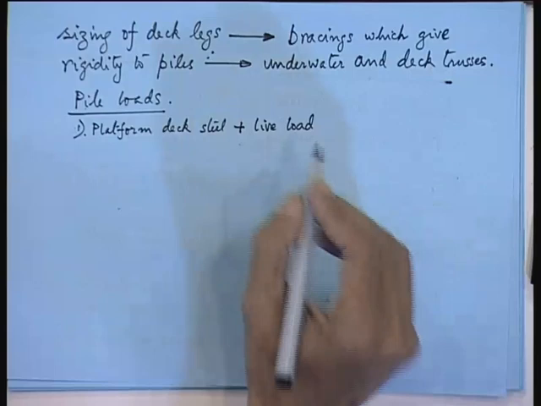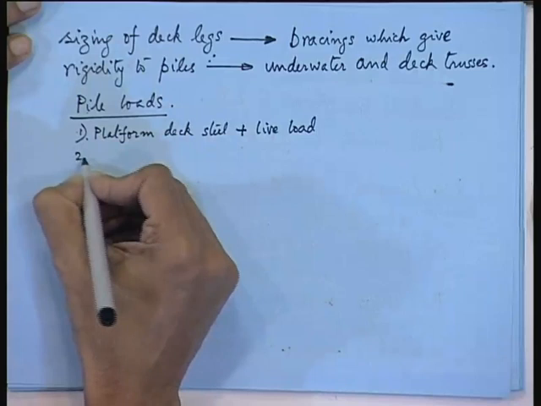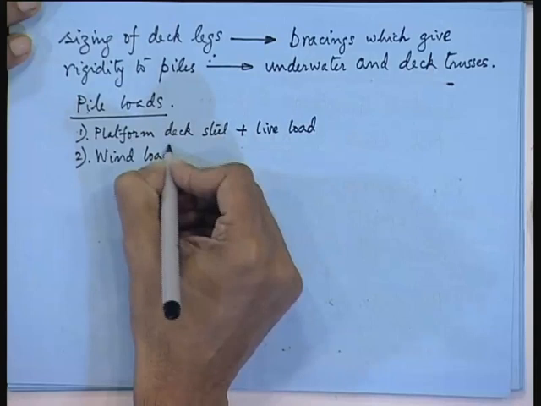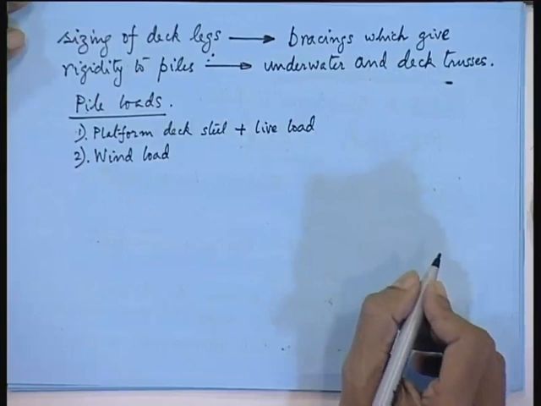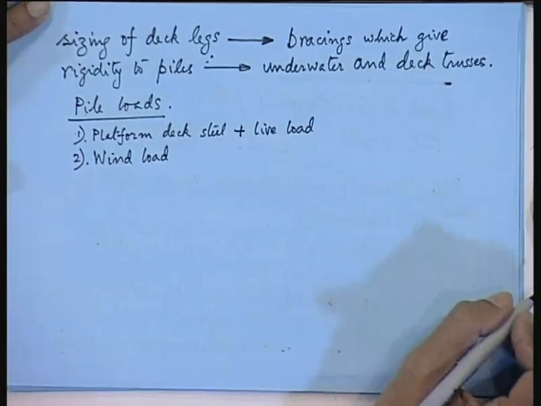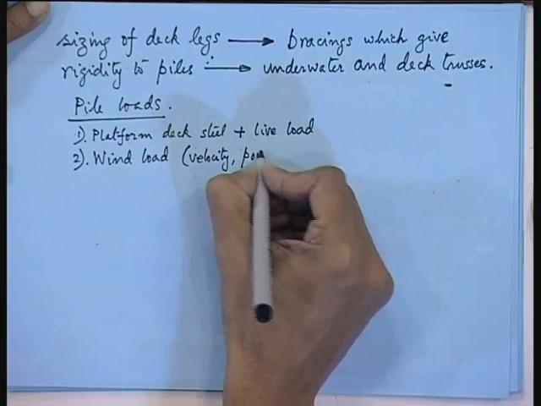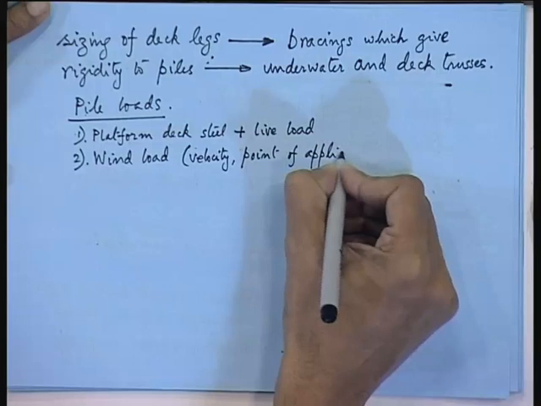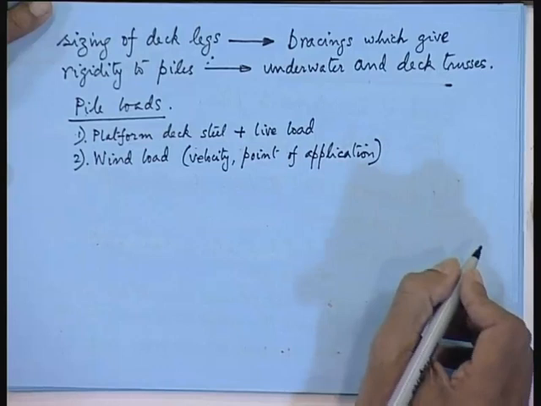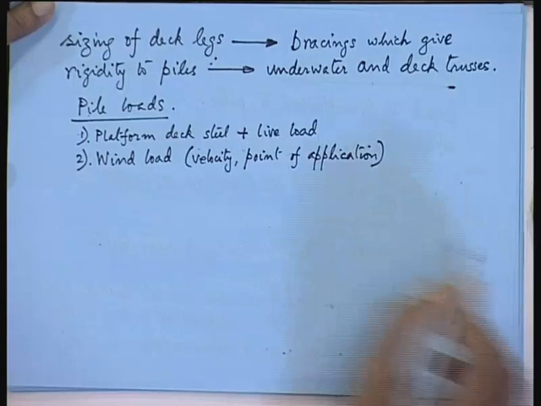Now next, wind load. Wind load is very, very important in case of offshore structures, because that will give rise to your overturning moment. Wind load, I told you, you have to find out the steady wind and the gust wind, and not only that, the velocity and the point of application. How do you determine the point of application when wind is coming? You find out the center of pressure or center of area. So this has to be found out.